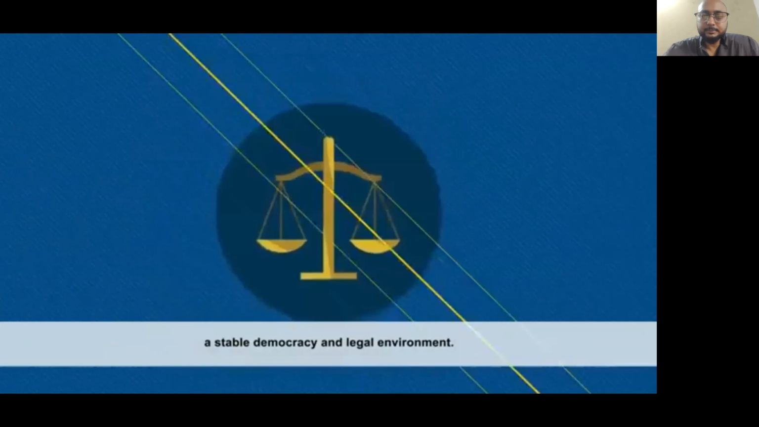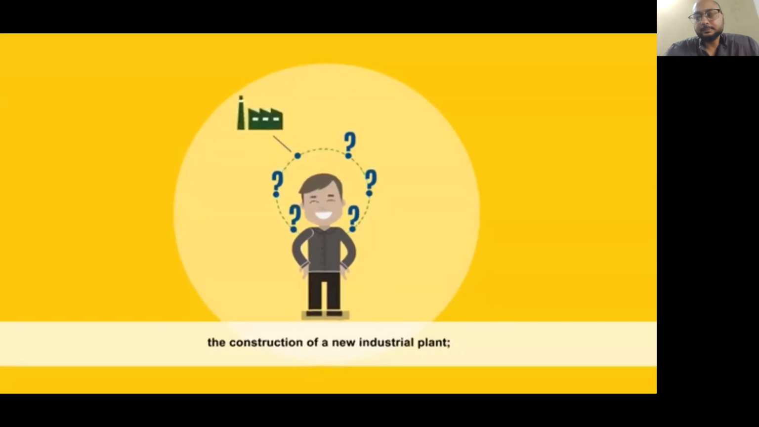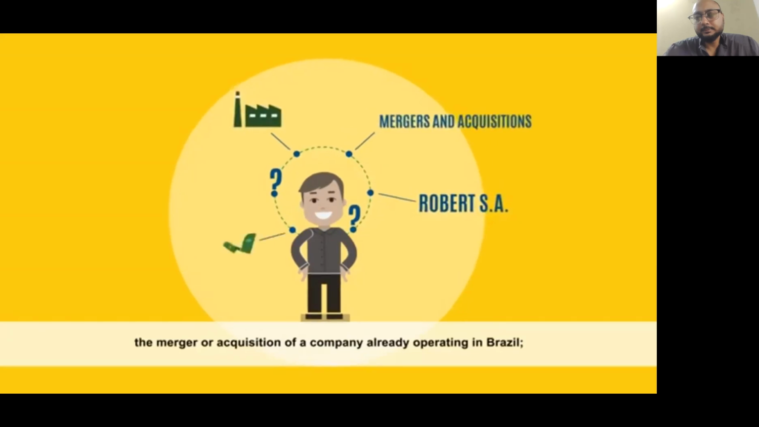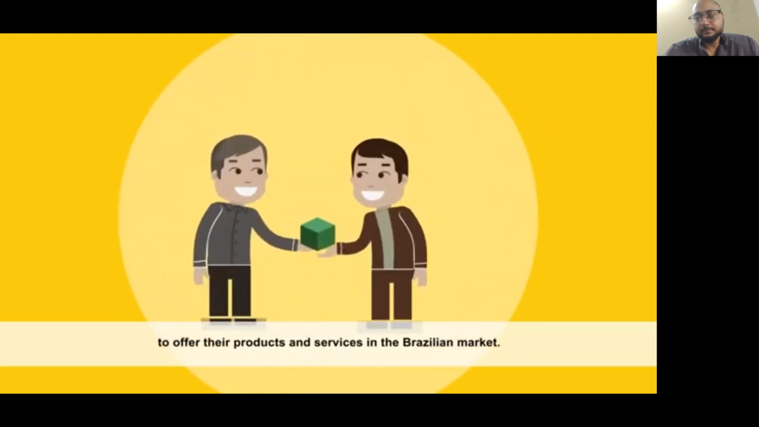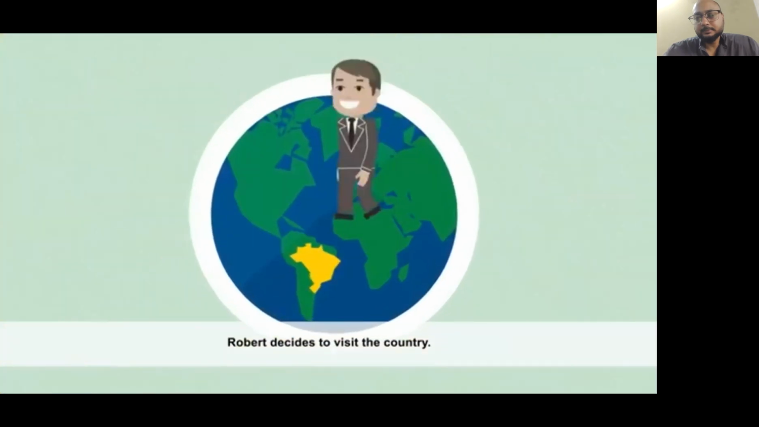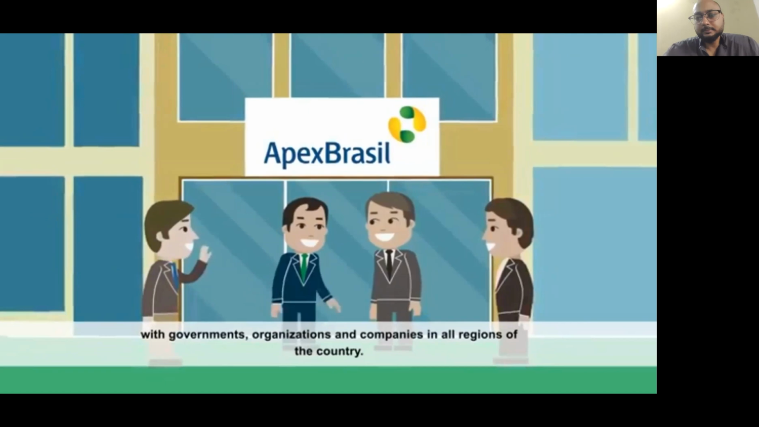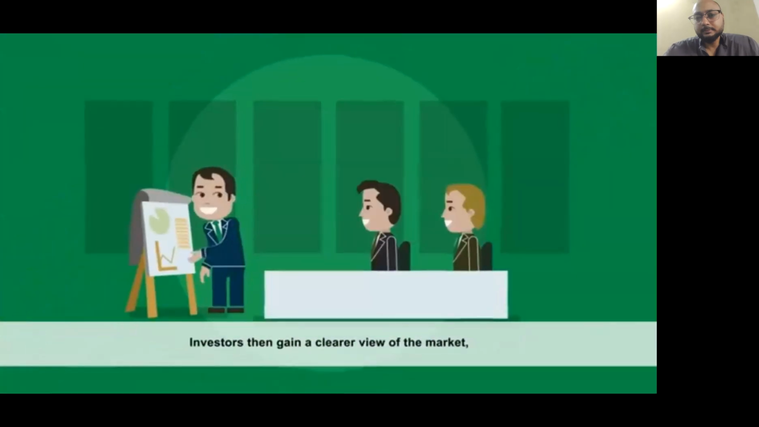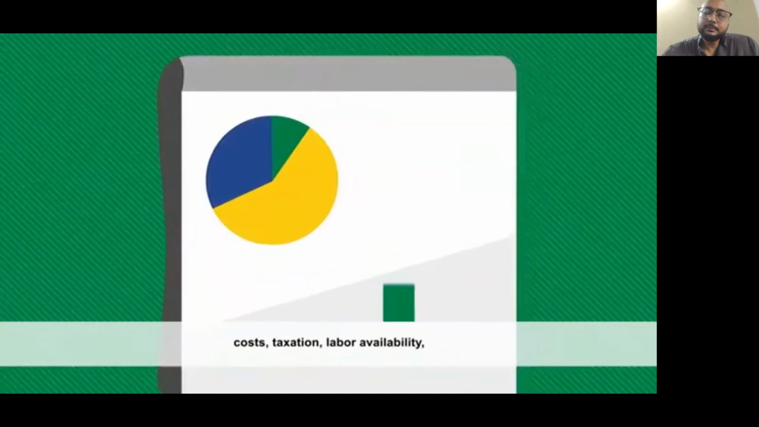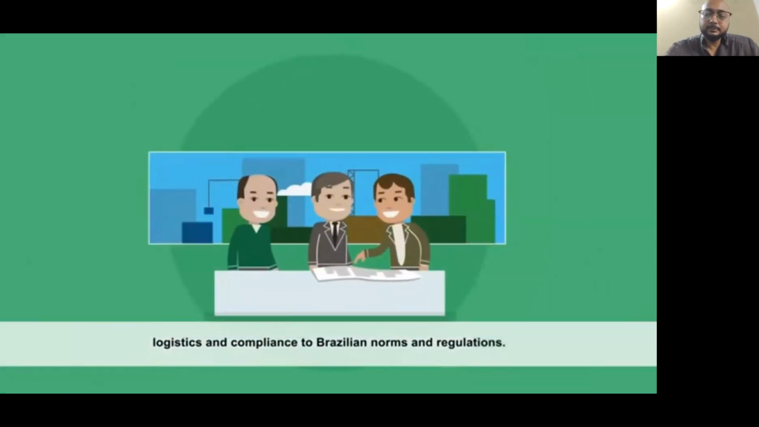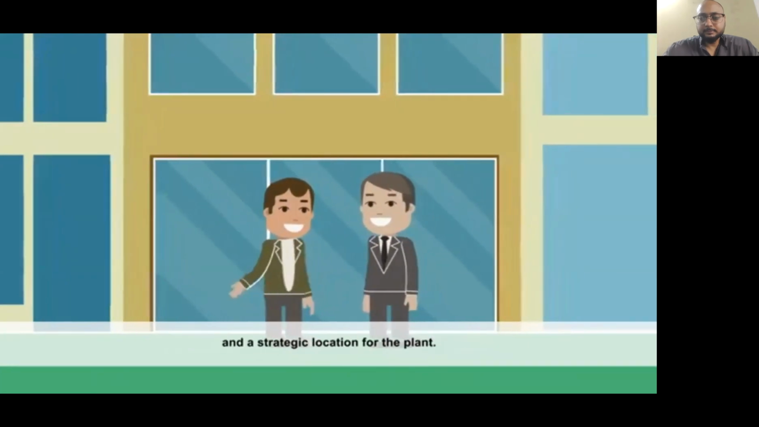Robert understands this potential and is currently evaluating the best way to invest in Brazil. Some options are considered for the country: the construction of a new industrial plant, the merger or acquisition of a company already operating in Brazil, or a partnership with a local company to offer their products and services in the Brazilian market. Robert decides to visit the country. Apex Brazil offers free support to build relationships with governments, organizations, and companies in all regions of the country. Investors then gain a clearer view of the market, available infrastructure, potential partners, costs, taxations, labor availability, logistics, and compliance to Brazilian norms and regulations. In addition, they have the chance to negotiate incentives and a strategic location for the plant.